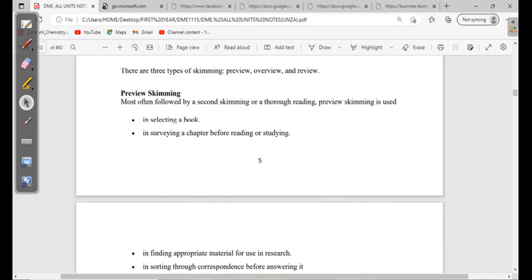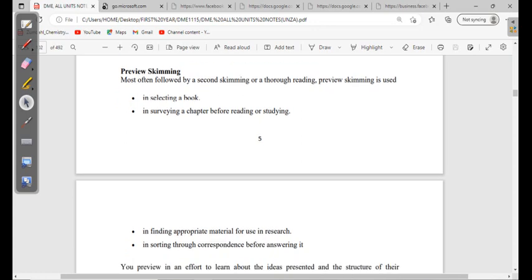There are three types of skimming. We've got preview, overview, and review. When you are talking about skimming, most often it is followed by a second skimming. So when you use this kind of skimming, which is called preview skimming, it will be followed by another skimming, which is called the second skimming. And the second skimming is also called thorough reading.